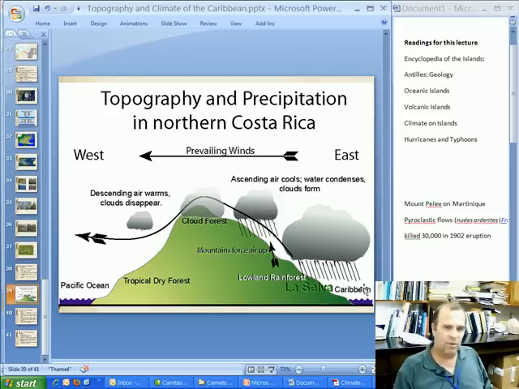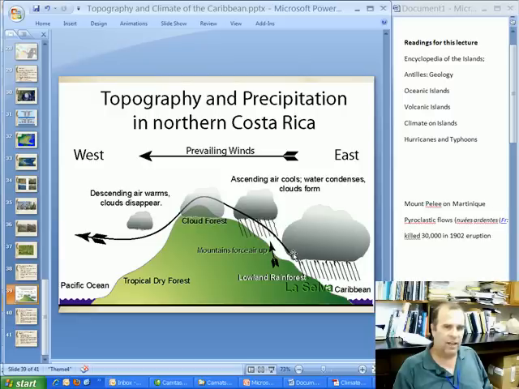But orographic rainfall is basically where the air is forced upwards by the mountains. Because it's forced upwards, it tends to cool. Okay? It tends to cool because the pressure on it lessens. And the pressure on it lessens because it is going upwards. And so there's less air above it pressing down on it.